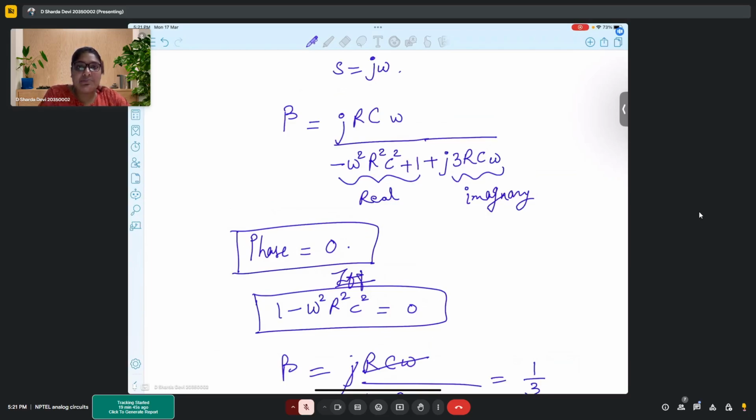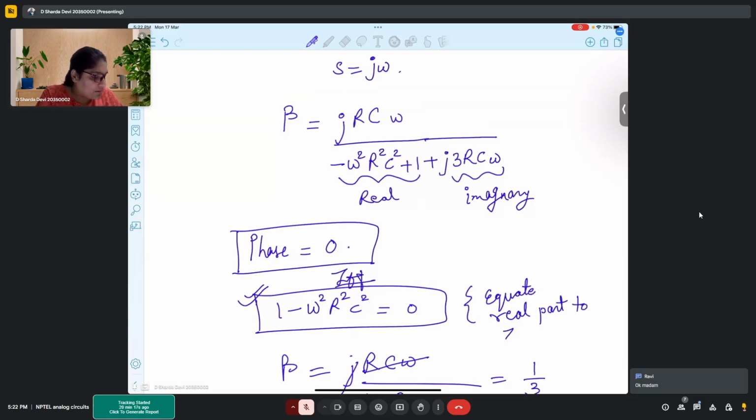So there is an imaginary term in numerator and there is another imaginary term in denominator. Then you will have a phase of plus 90 and a phase of minus 90, both of which will cancel each other, and you will be left with a phase of 0. Okay? So this is actually an easier way, that is, equate the real part to 0, so that we can get a 0 phase.